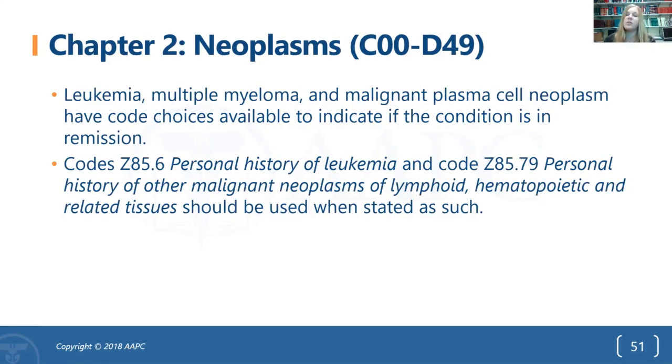Chapter 2 also contains codes for leukemia, multiple myeloma, and malignant plasma cells. These codes contain language for with or without remission, and that's based on the provider documentation. Leukemia is a type of cancer that affects the blood and the bone marrow, that spongy center of bones where our blood cells are formed. The disease develops when blood cells produced in the bone marrow grow out of control. In addition to the codes for malignancy and remission, there's also codes for personal history, such as Z85.6 for personal history of leukemia and Z85.79 for personal history of other malignant neoplasms of lymphoid and related tissues.